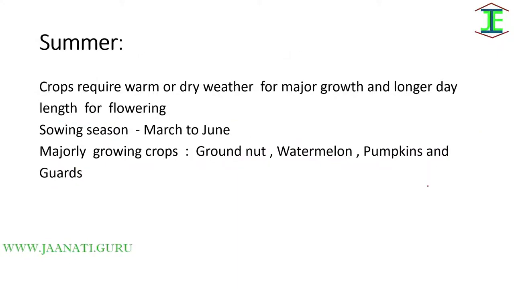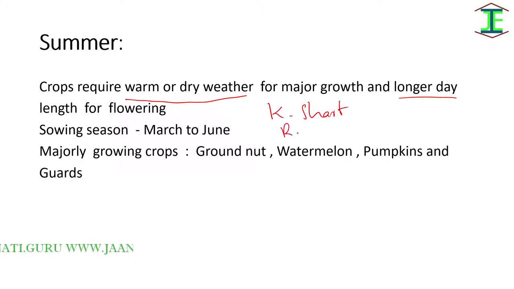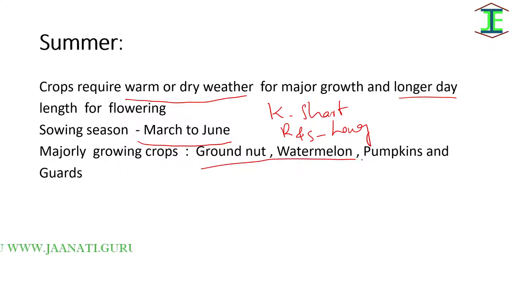Next is the summer season. In this season, the crops require warm, dry weather for the growth period and longer day length for flowering. In Kharif, short day length. In Rabi and summer, it requires long day length for flowering. The sowing time is March to June. The major crops grown are groundnut, watermelon, pumpkins, and gourds.